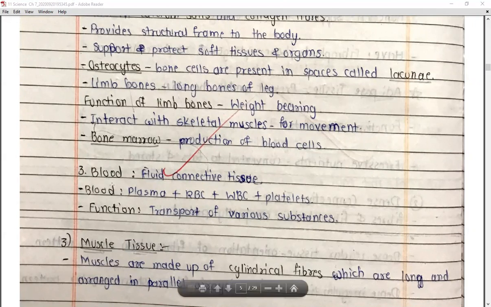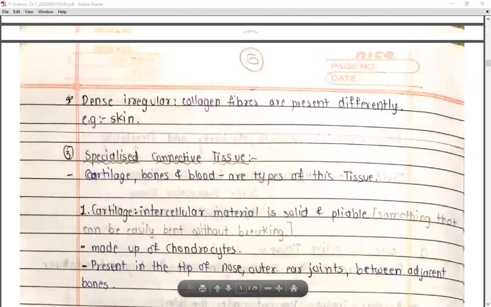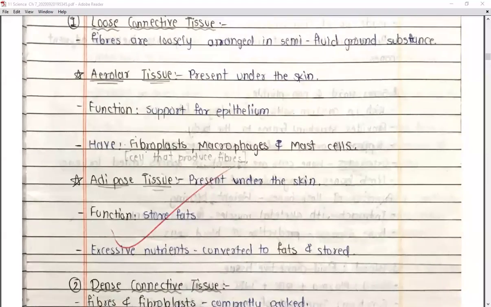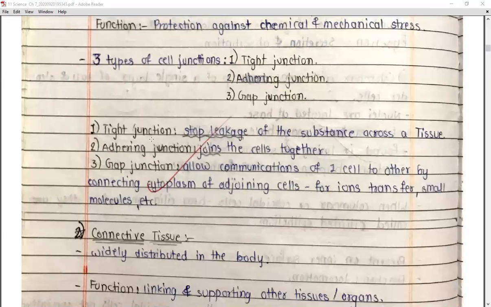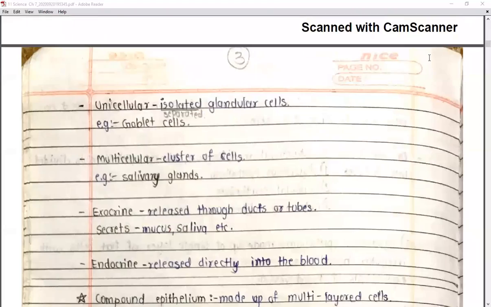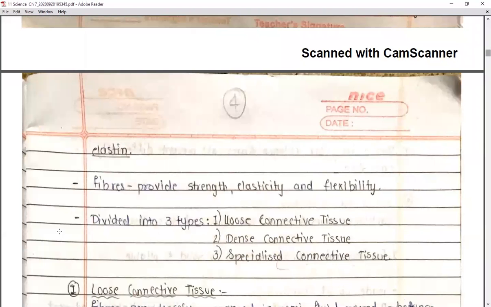So here we complete the second type of tissue, that is the connective tissue, right? Today we have seen about the two types of tissues.